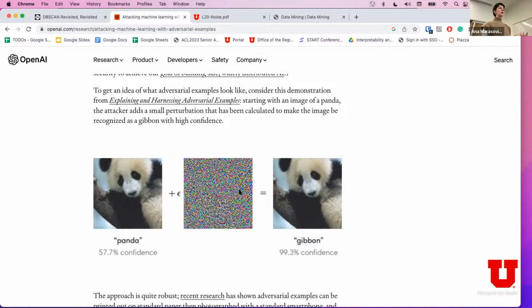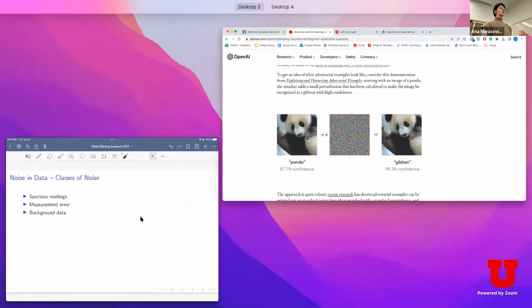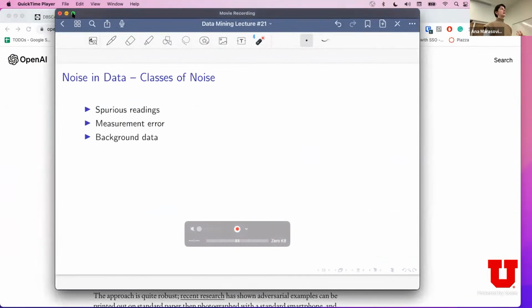So your data might have noise, and that noise might be deliberate. Someone might actually try to add noise to your data. This is also related to stuff like data poisoning.